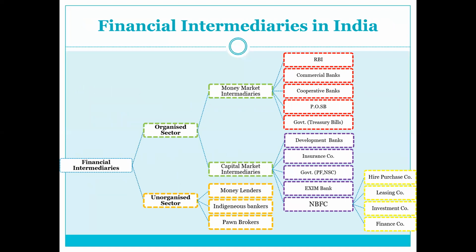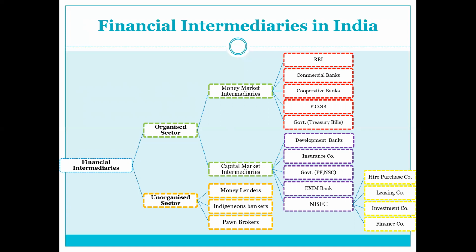What are the different types of intermediaries? Financial intermediaries are mainly classified into the organized sector and the unorganized sector. We'll first explain what the unorganized sector is. The unorganized sector consists of money lenders, indigenous bankers, and pawnbrokers. These are the intermediaries who are not regulated by the RBI or by the Securities Exchange Board of India or any other regulatory authority. These intermediaries are free from control.